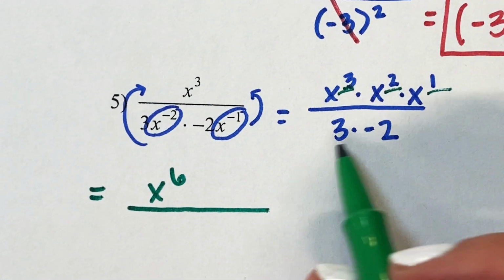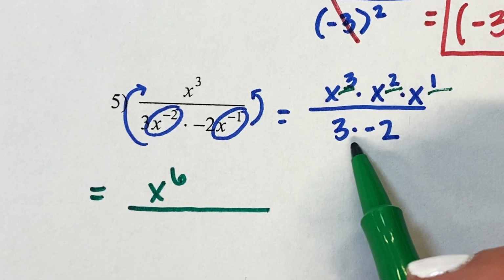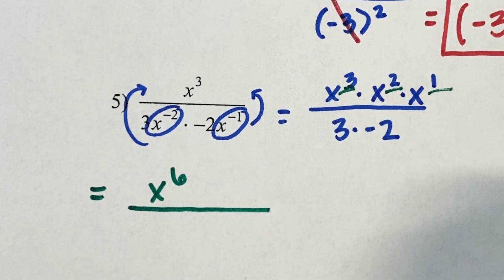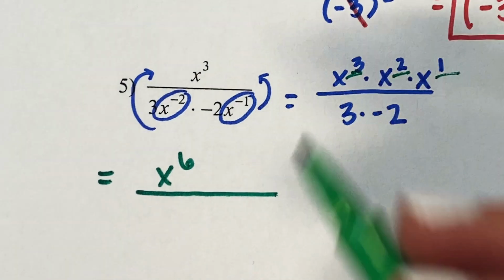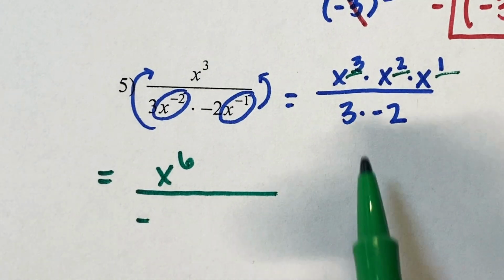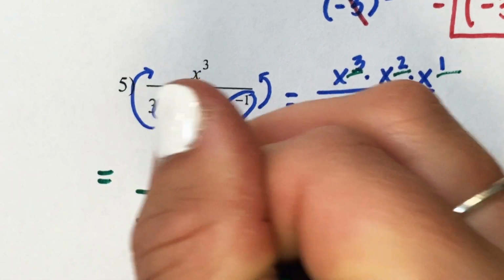And now we just need to simplify the bottom. Okay, this is pretty easy. What is 3 times -2? Remember, what is a positive times a negative? We know it's going to be negative, right? A positive times a negative is a negative. Okay, what is 3 times 2 now? Perfect. 6.